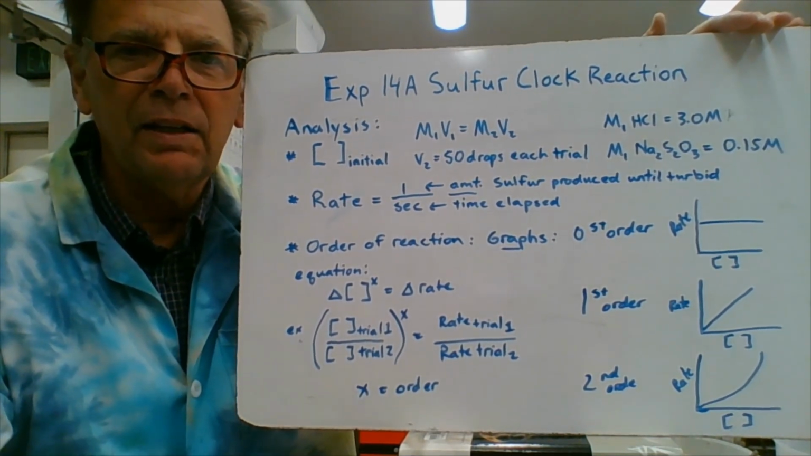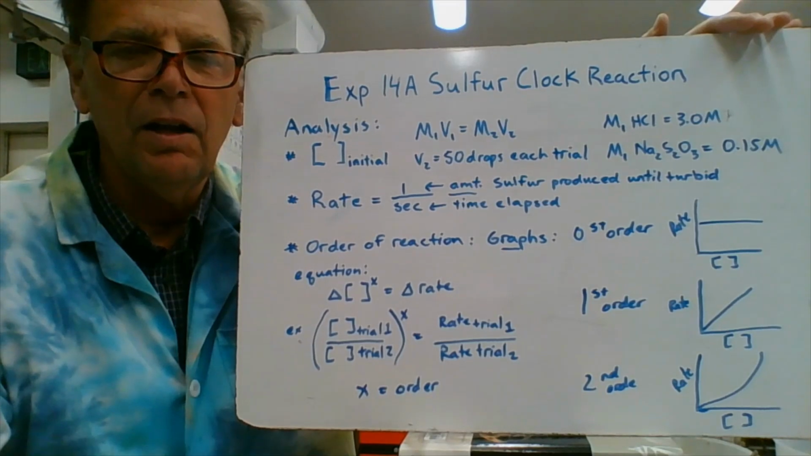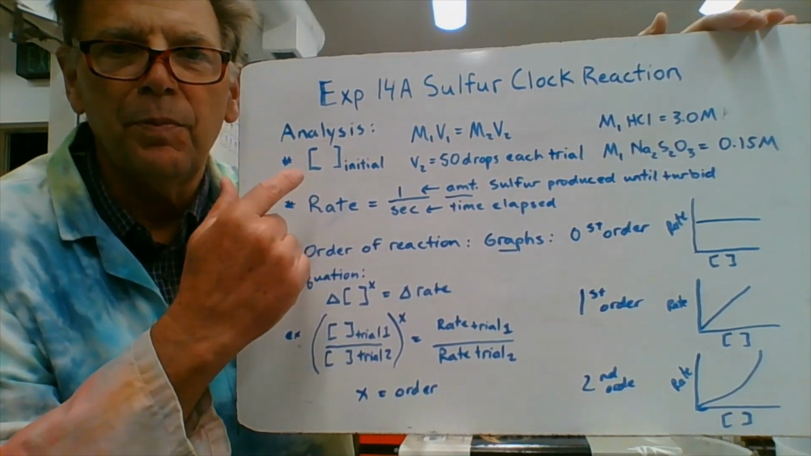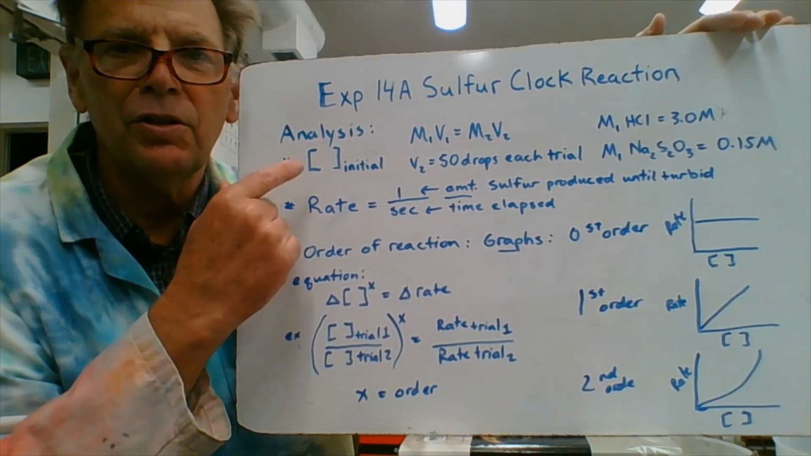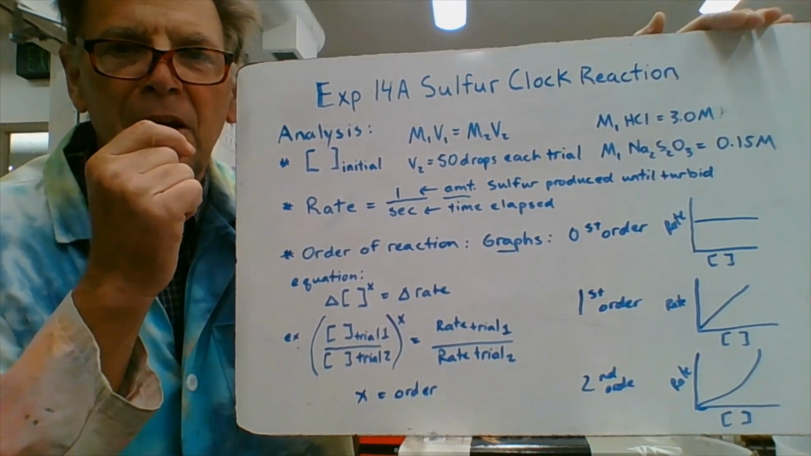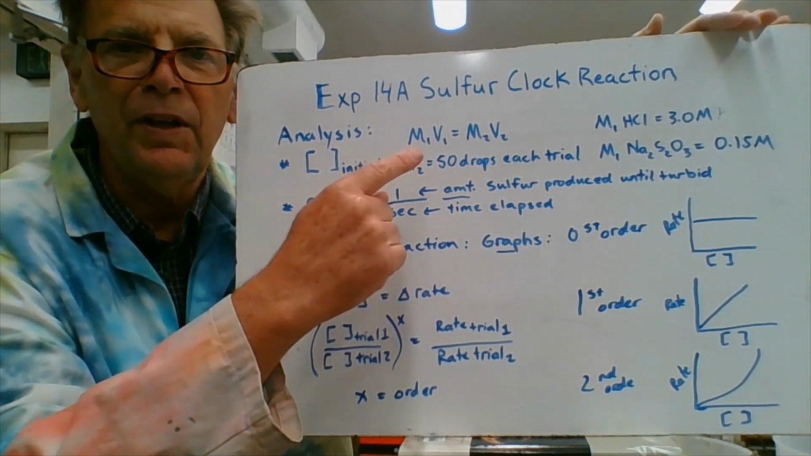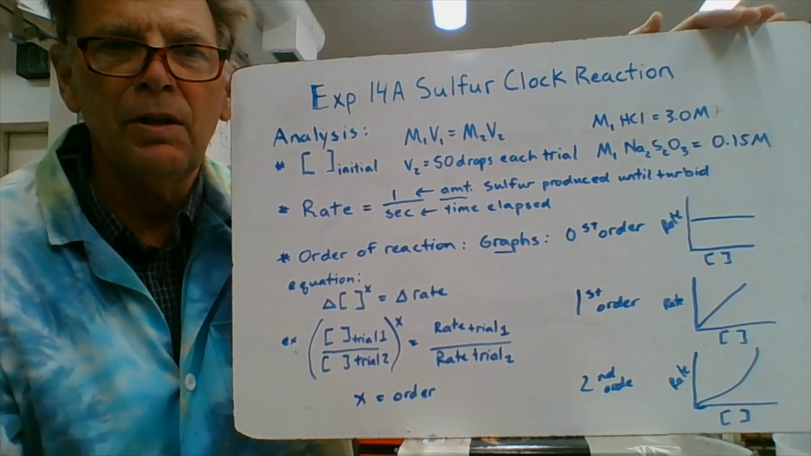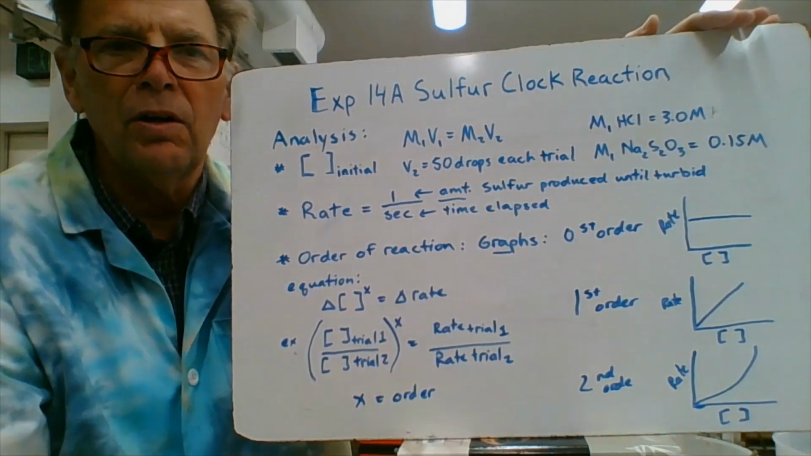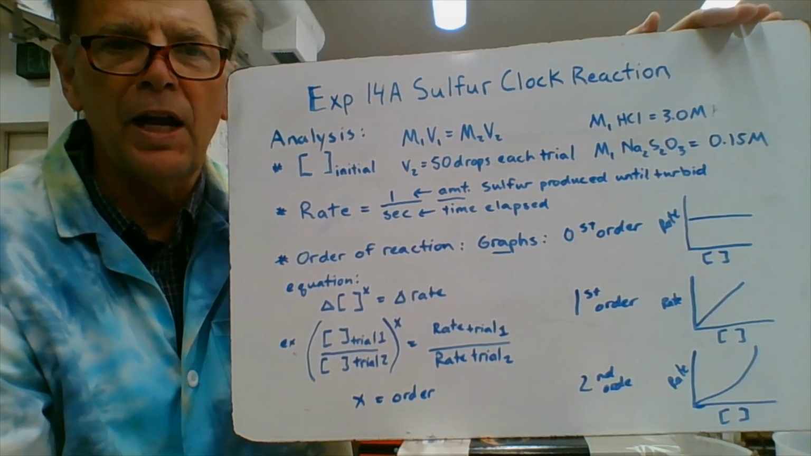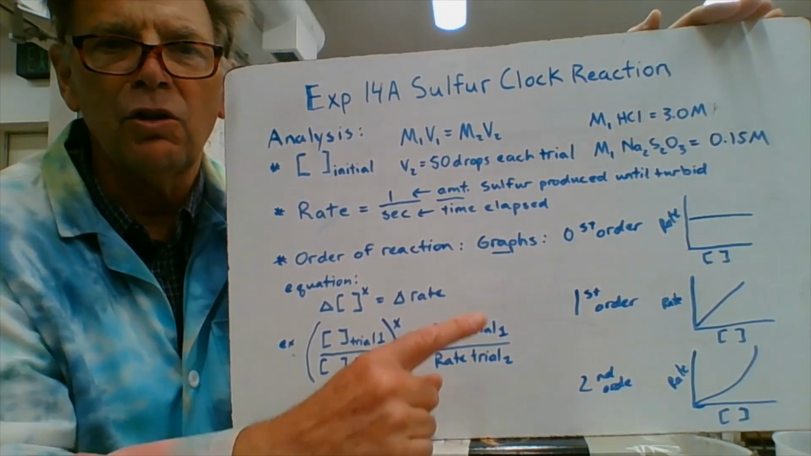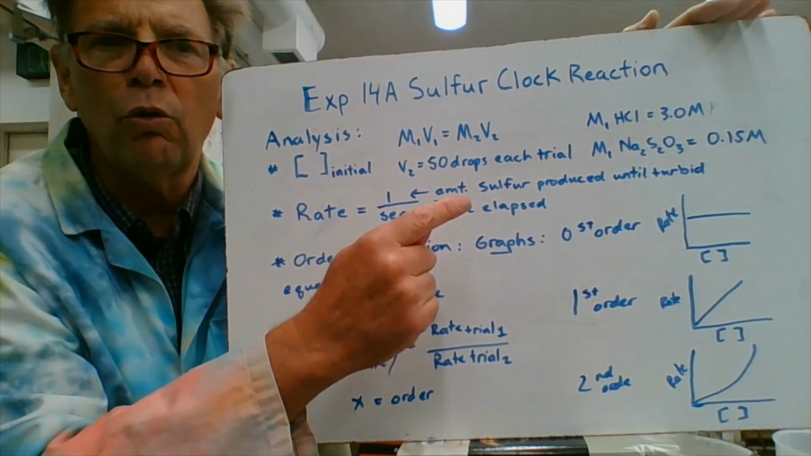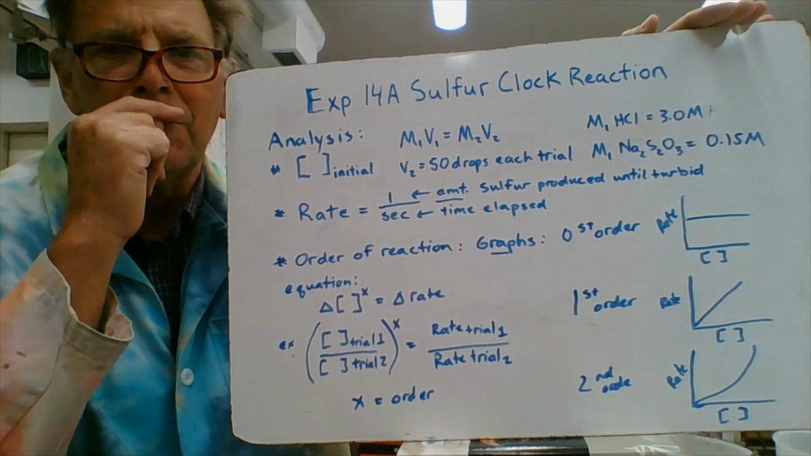Okay, now that we've collected the data for experiment 14A, it's time to do the analysis. Our first analysis is going to be to calculate the concentrations of our solutions in each trial. We're going to use our beloved M1V1 = M2V2 equation. Note the concentrations of our hydrochloric acid and sodium thiosulfate. We can use drops for volumes because they cancel out each time. And our total volume in each trial was 50 drops.